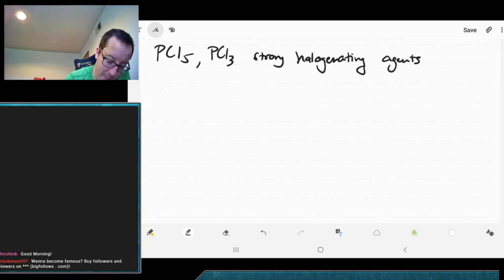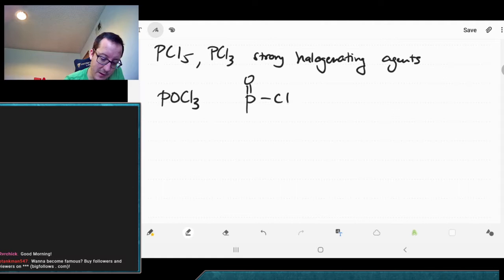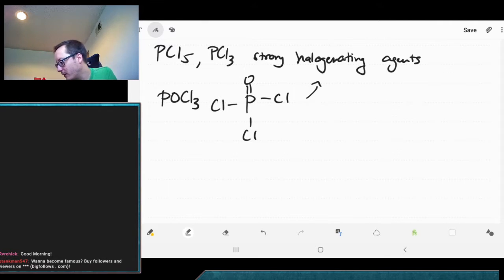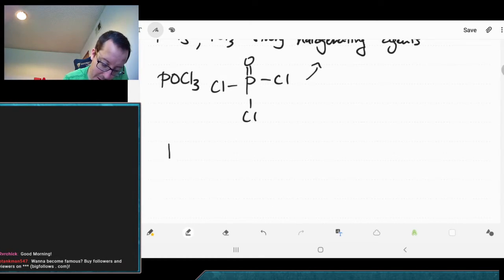Well, POCl3 is also used as a strong halogenating agent. It has the double bonded oxygen. You've got your phosphorus, you've got your chlorines here. Another strong halogenating agent. So you can use it as a chemical weapon if you like, but it's pretty strong for organic chemistry for us. So that's pretty common. Good stuff. We can react these with water to get phosphoric acid as well. There's a number of ways to do that.